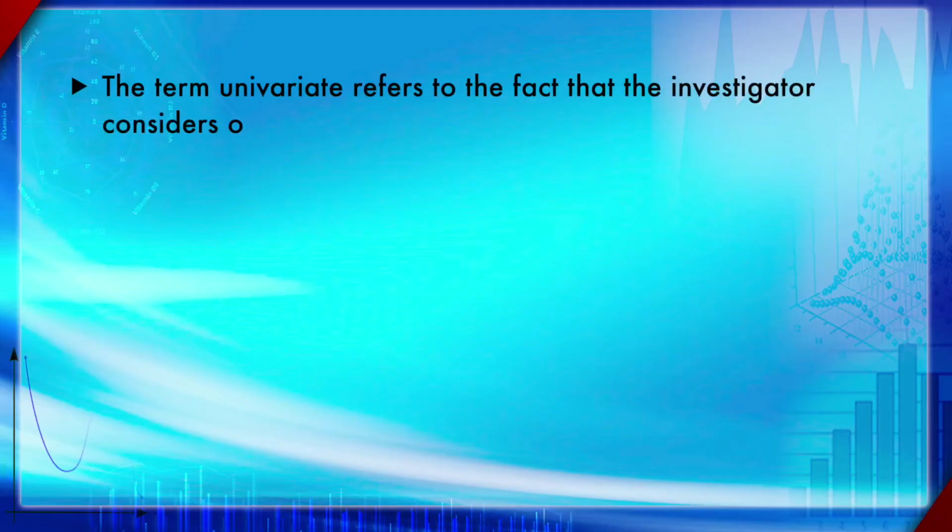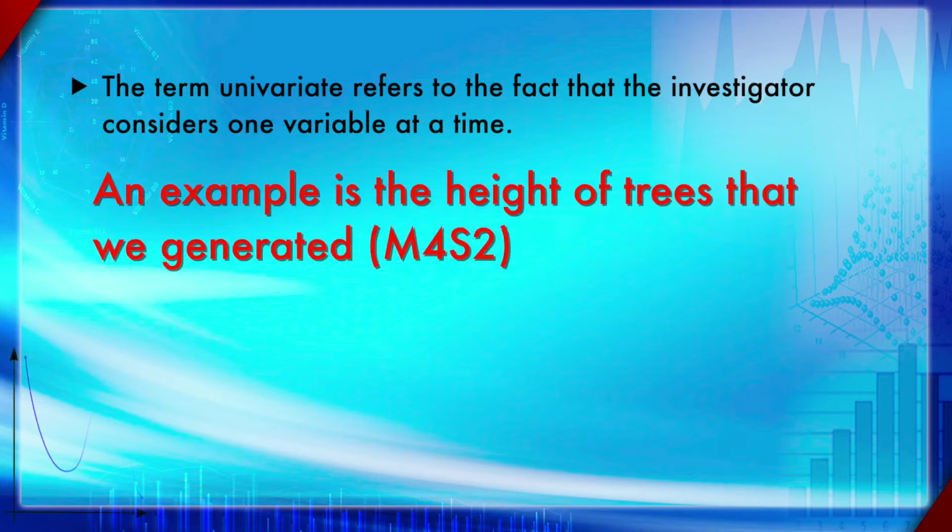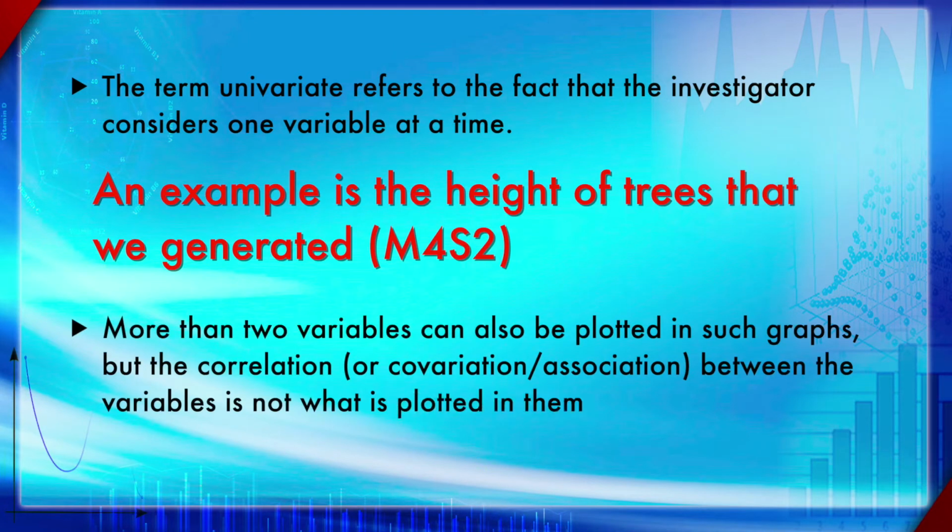So, the investigator considers only one variable at a time in univariate graphs or univariate analysis. An example is the height of trees that we generated in the last section. More than two variables can also be plotted in such graphs, but if the correlation, covariation or association is not what is intended to convey, then it can also be called a univariate graph.